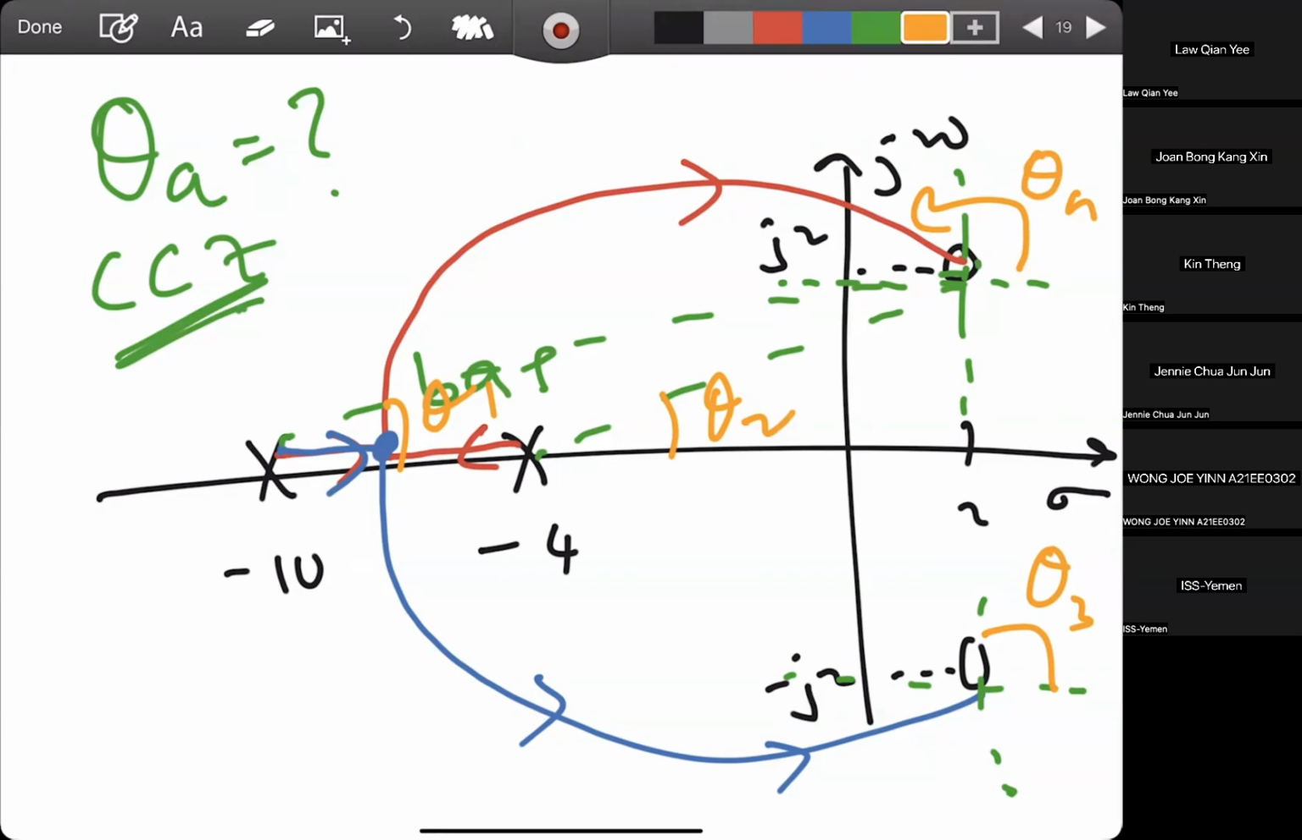Who is this? The ID is ISS Yemen. Undercover, agent undercover.